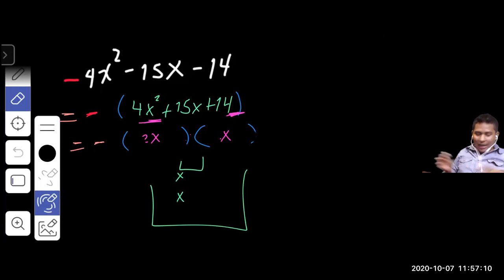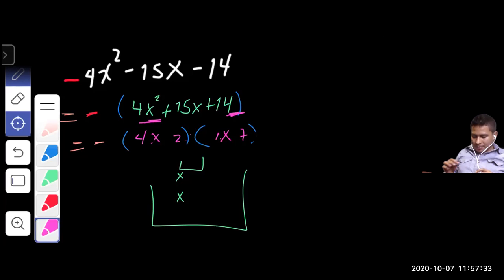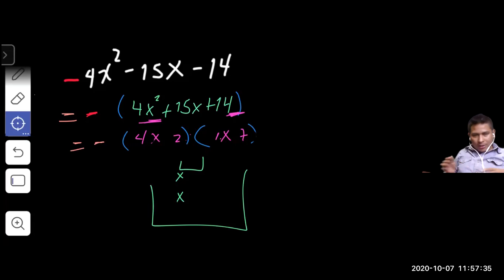Instead of 2 and 2, it doesn't work. I need to factor 4 in a different way. What is the way that I should factor it? 4 and 1. 1 and 4 is the same. I'm going to say 4x times 1x. Let's see if this works. Again, I'm going to put 2 and 7, because that's the only way that I can factor that. Guys, using these numbers, this new way, can I get negative 15?